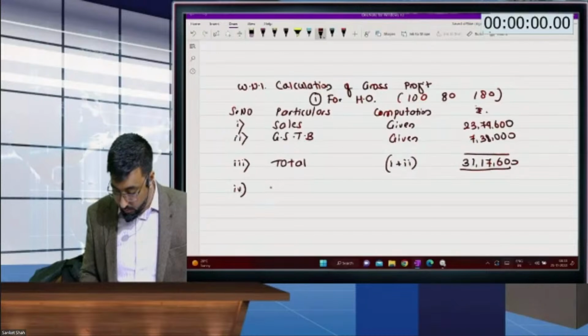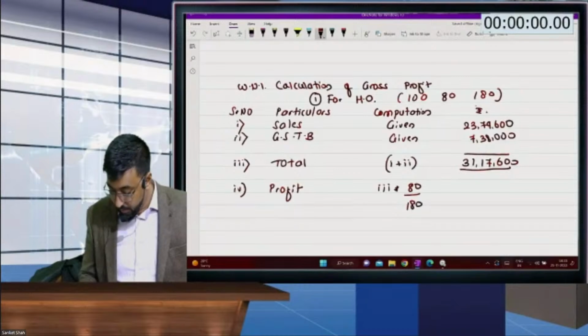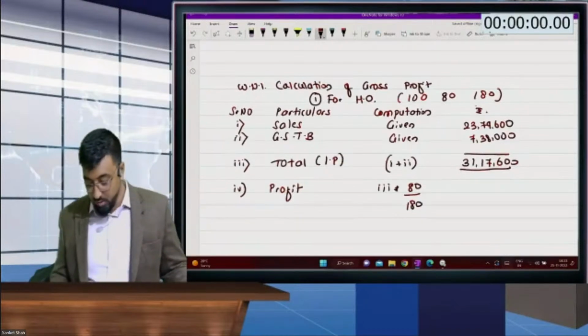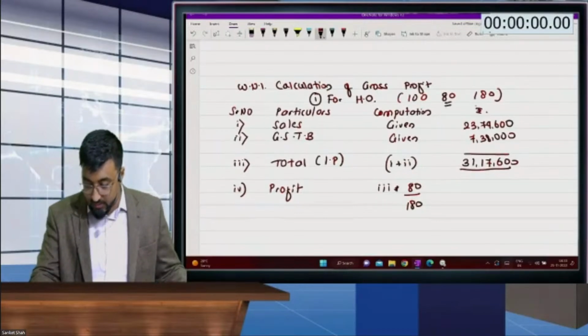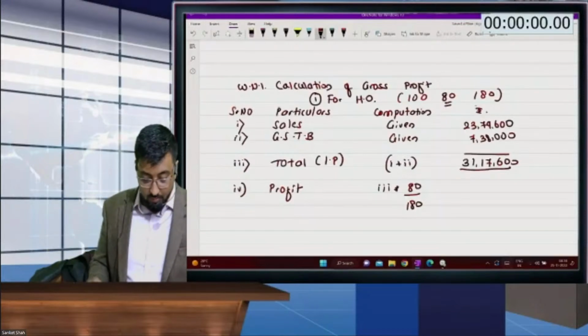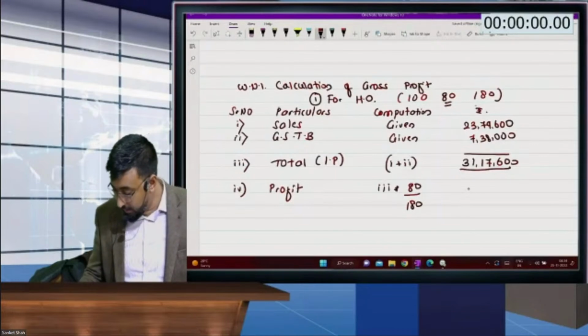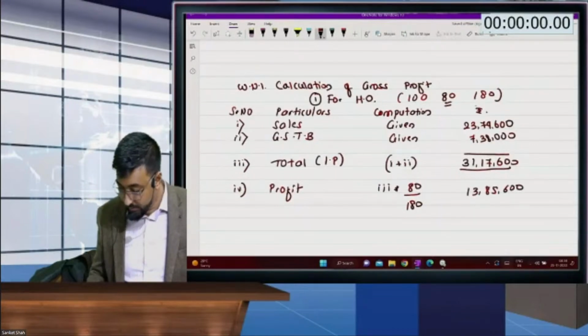And Roman 4, profit. Roman 3 into 80 upon 180. Now this is invoice price or after sales price. Na? So 80 is GP. So 31 lakh 17,600 into 80. Sorry. What is the GP ratio, beta? Yes, you got this. 13 lakh 85,600.